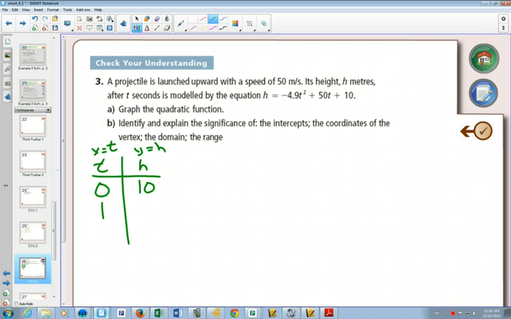If I plugged in 1 for t, this is going to be negative 4.9 plus 50 plus 10. Mental math, what is that? Negative 4.9 plus 50 plus 10. 55.1. Yeah. Good job.